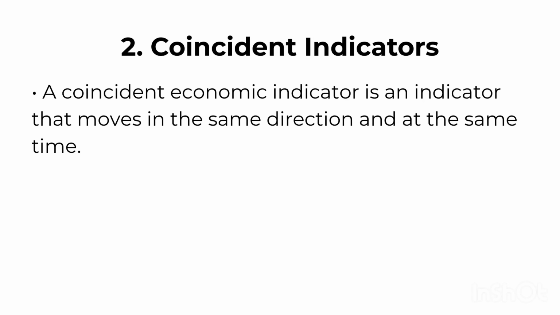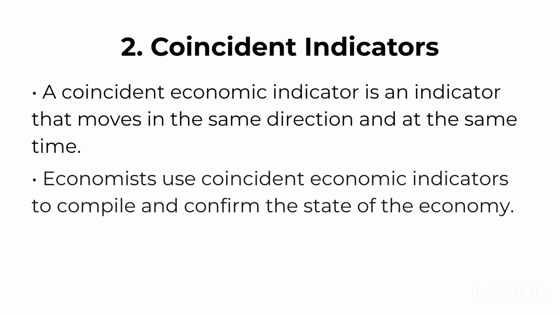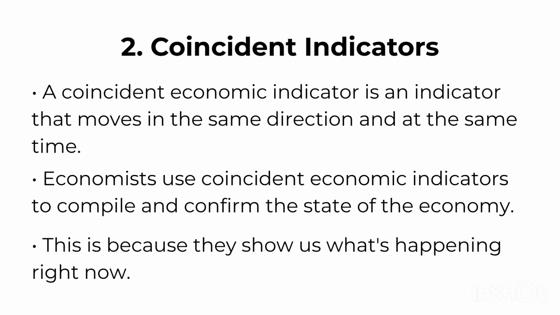Number two, we have coincident economic indicators. A coincident economic indicator is an indicator that moves in the same direction and at the same time. Economists use this indicator to compile and confirm the state of the economy. This is because they show us what's happening right now. For example, employment levels and real GDP.